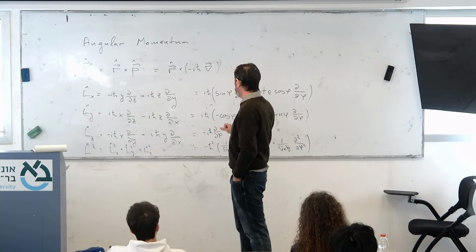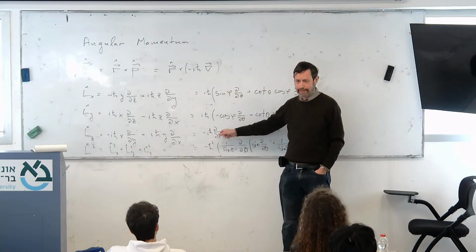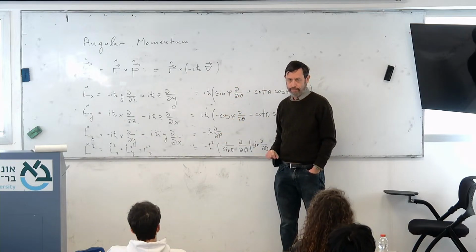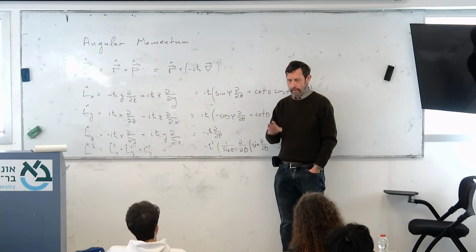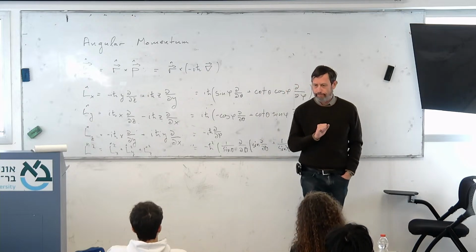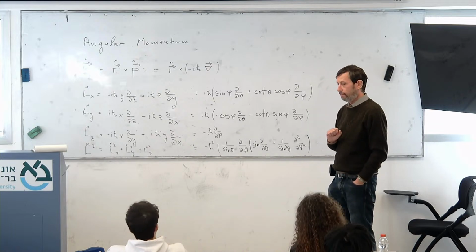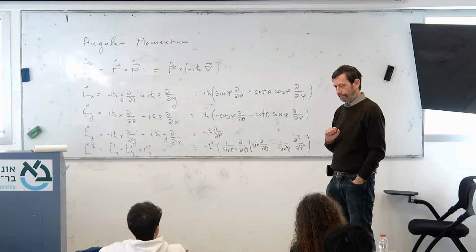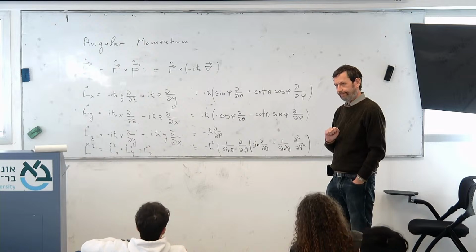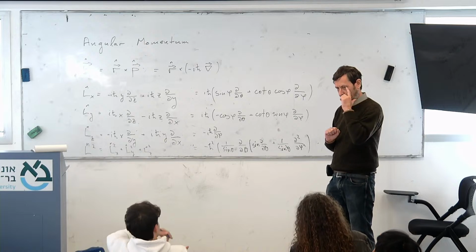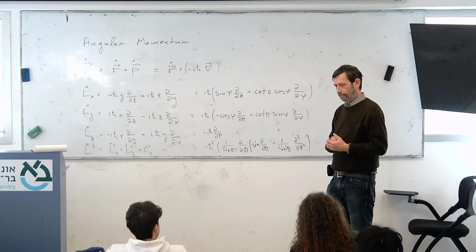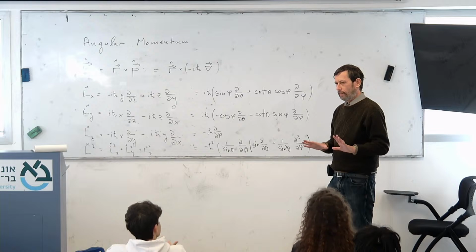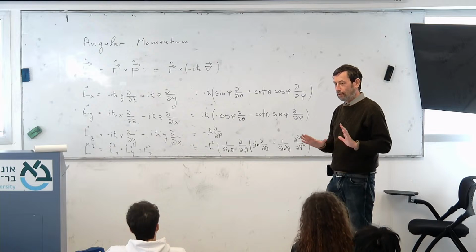Why am I so sure that you can work only with this and you don't need these two? Only with the Lz? Yeah. Well, let's say that R is like that, and then you make, let's say, conserved angular momentum, and then P is always perpendicular to R, and then you get only Z. You complicate the answer too much.